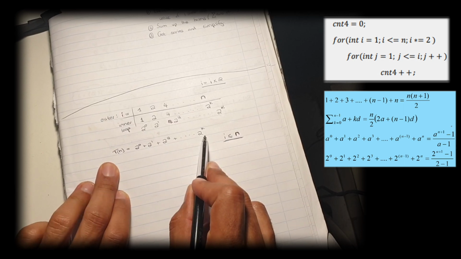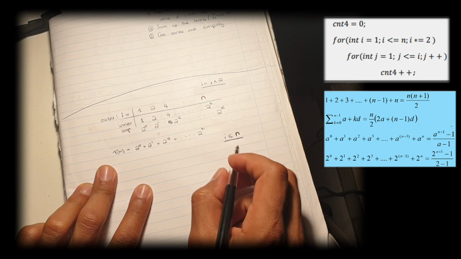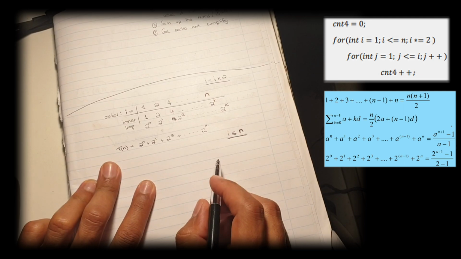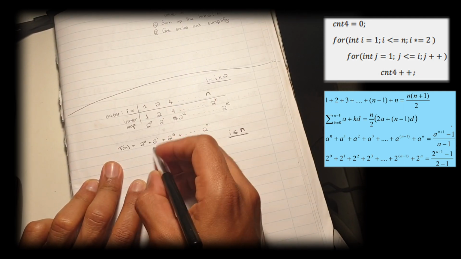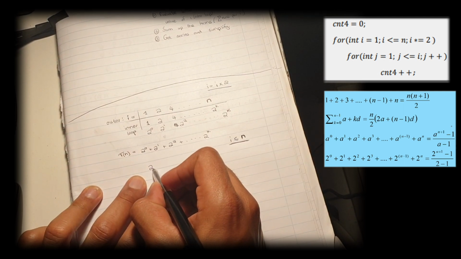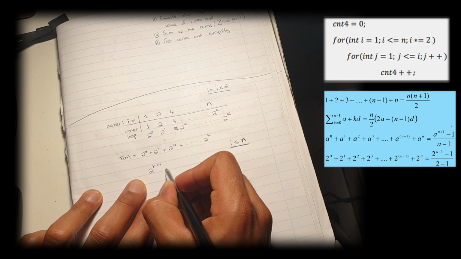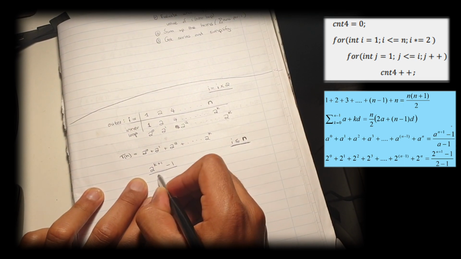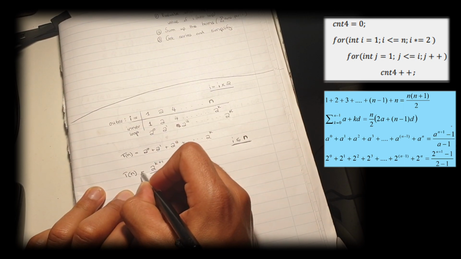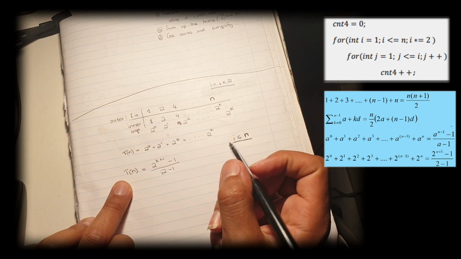Obviously, you can see that this is a geometric series. And the formula for a geometric series, let's put it over there. The formula for a geometric series is this one. So when substituting in the geometric series formula, we have 2 to the power of k plus 1 minus 1 over 2 minus 1. This is our T of n. So this is our function, right? This is our time function, right?